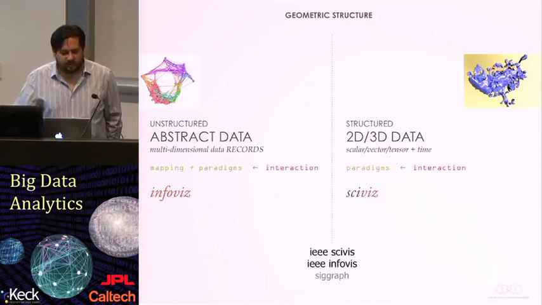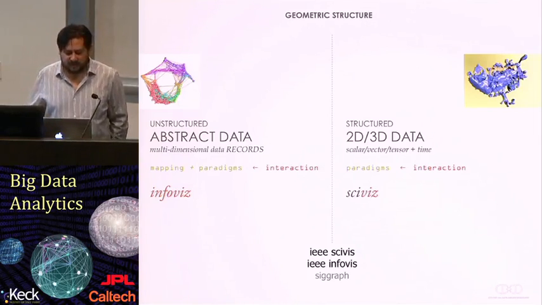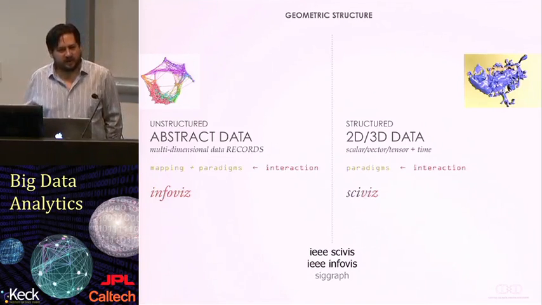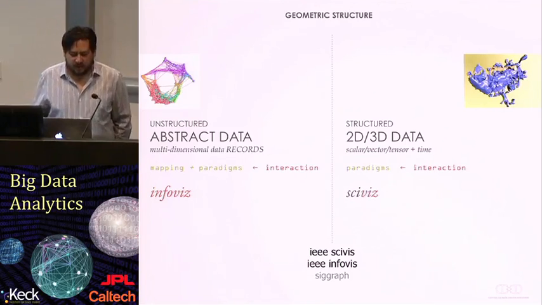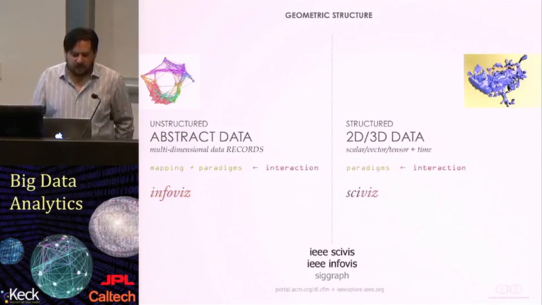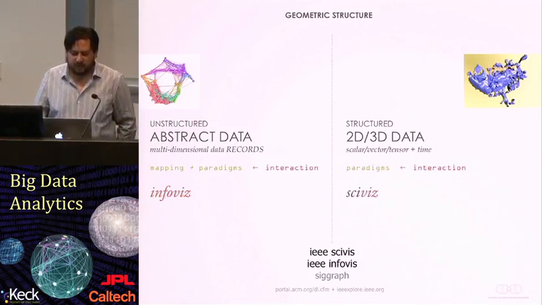A good resource to find the current work being done in both InfoVis and SciVis are the InfoVis and SciVis conferences, which are both IEEE. Now there's also the computer graphics conference, SIGGRAPH, which every now and then does publish strong visualization papers. You can turn to either the ACM portal or the IEEE Explorer portal to find the latest research and the latest papers.